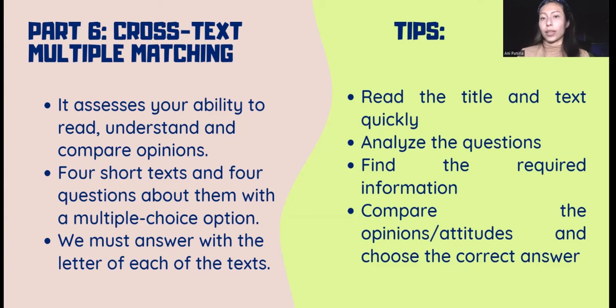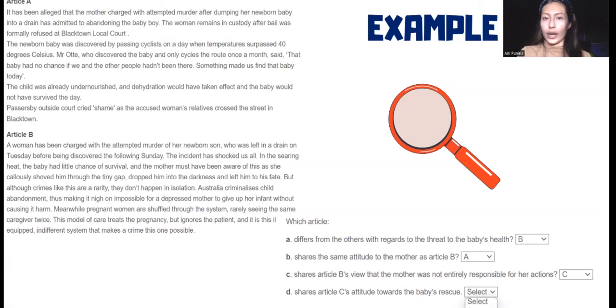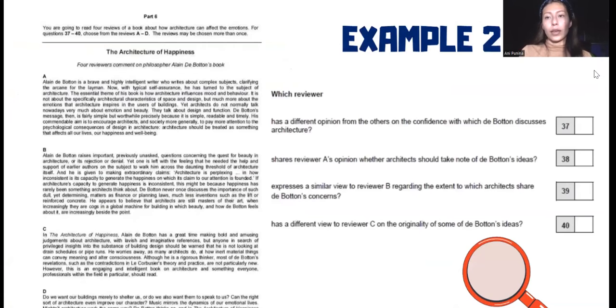Here we have 4 important tips. The first one is to read the title and text quickly to get the main idea of the text, and also analyze the questions. We have to find the required information about the question, and also we have to compare the opinions or attitudes and choose the correct answer. Here we can see the first example, and then the second example with the 4 short texts and the different questions and the squares where we have to put the letter. And that's all.